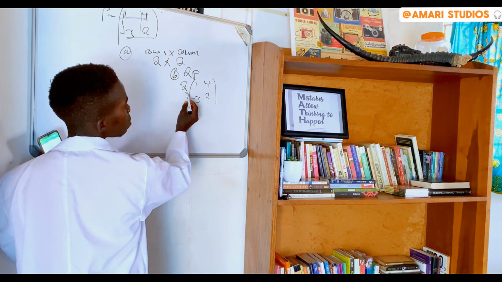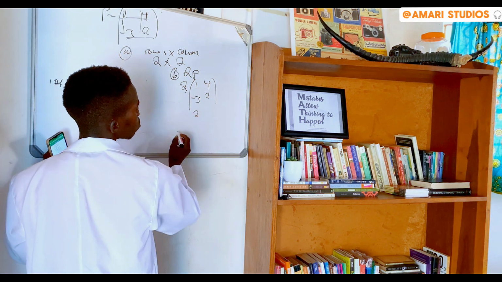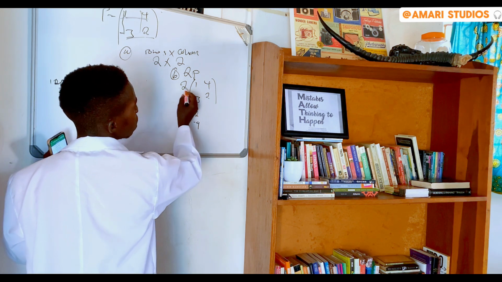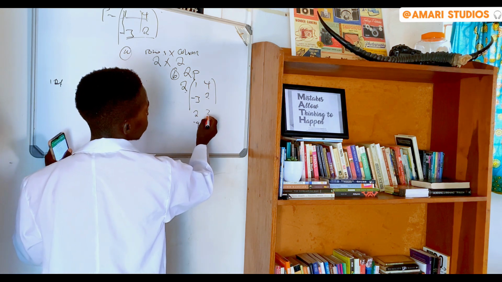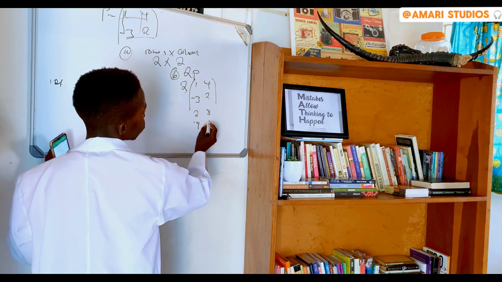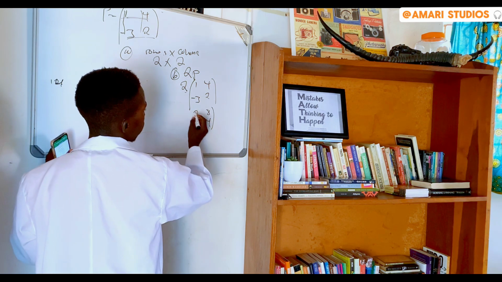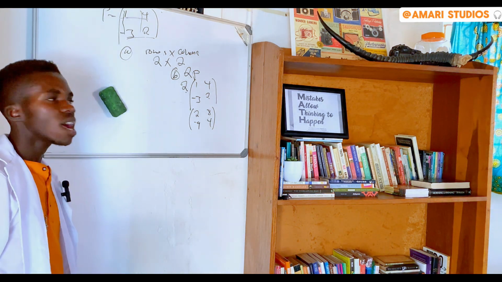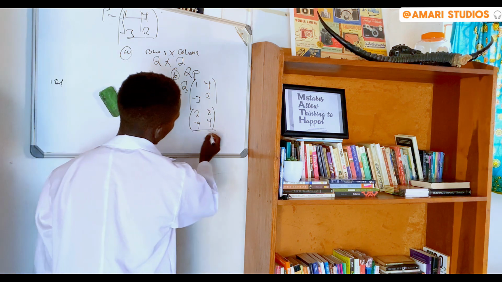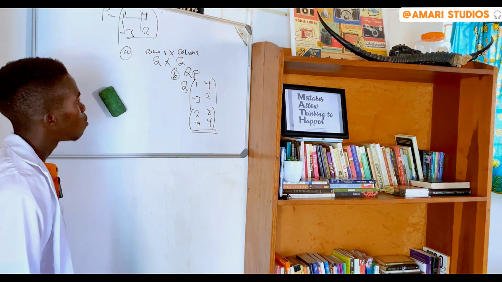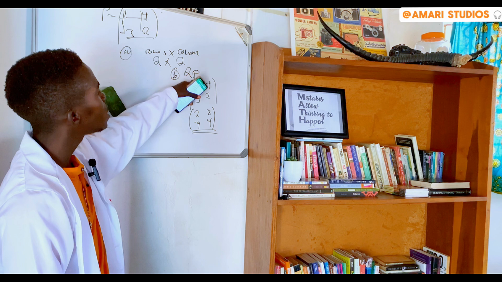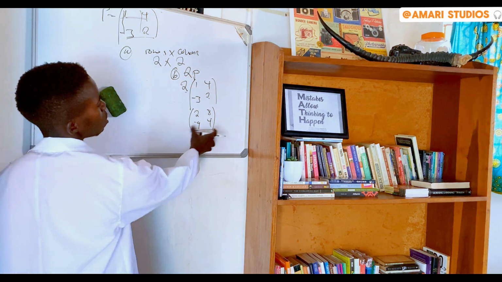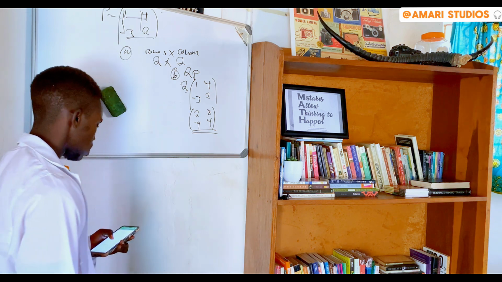So this will be 2 multiplied by 1 to give us 2. 2 multiplied by -3 to give us -6. 2 multiplied by 4 will give us 8. Then 2 multiplied by 2 will give us 4. So our value there is 2, -6, 8, and 4. That is our final answer. Meaning that if you evaluate 2P, or 2 multiplied by matrix P, you're going to get this answer as your final answer.